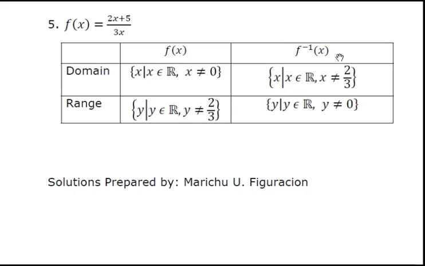Again, for f inverse of x, the domain comes from the range of the function. So the domain of f inverse of x is the set of all x's such that x is an element of the real numbers except 2/3. Then for the range, we get this from the domain of f of x: the set of all y's such that y is any real number except 0.